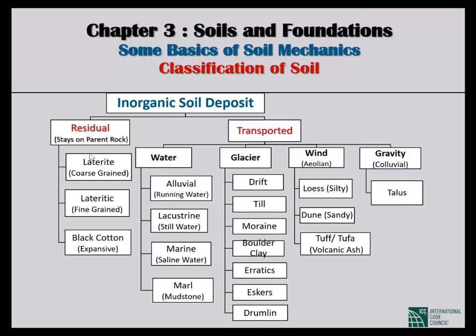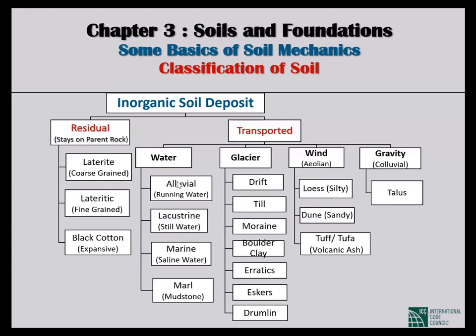If we take a first glance, soil staying on the parent rock is usually reddish in color, and we call it laterite when the particles are coarse grain, and lateritic when it is fine grain. We could also have another type of soil, which is black in color. Incidentally, cotton grows very well over there. That's why the name is black cotton soil. But it is expansive in nature because it contains the clay mineral montmorillonite. Could you get my point? That's why I mentioned over here that there are different types of minerals which we call clay minerals.